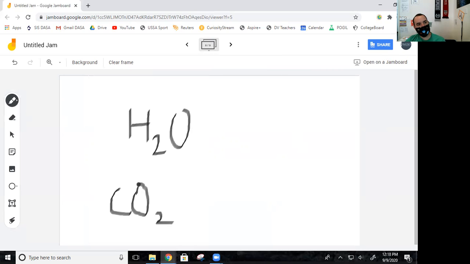Two of our favorite molecules. What is the structural formula of H2O? Because it's polar. CO2. That one would not be polar, right? Correct. CO2 is non-polar.